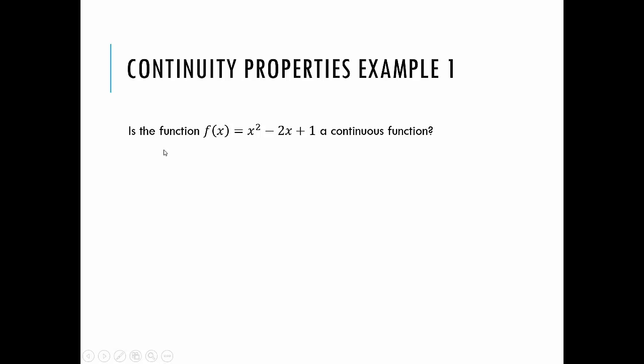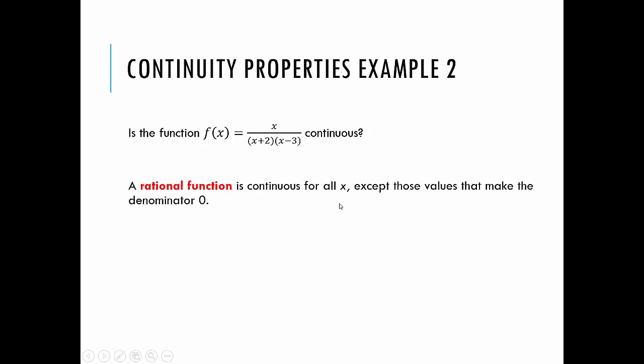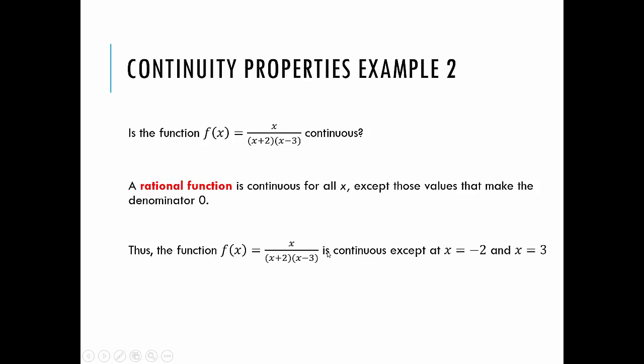So let's look at something like this. Is this function a continuous function? I think so, because last time I checked, that's a polynomial, and we just said a polynomial is continuous for all x. Is this function continuous? Well, we said rational functions are continuous except for the values that make the denominator 0. So in this case, if I plug in -2, the denominator is going to be 0, or if I plug in 3, the denominator is going to be 0. So it is continuous everywhere except those 2 points.